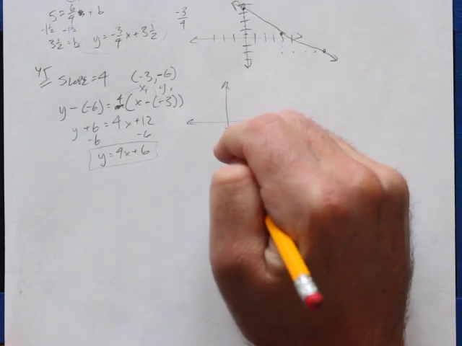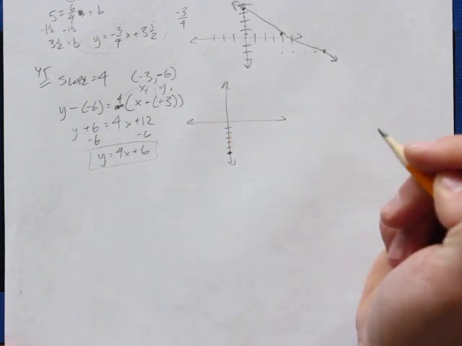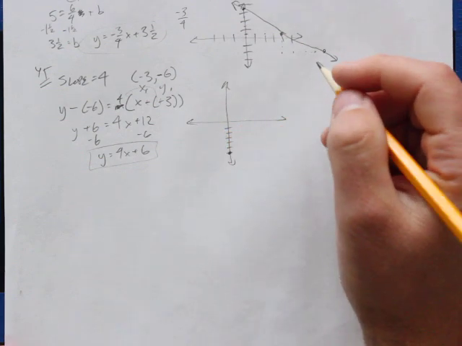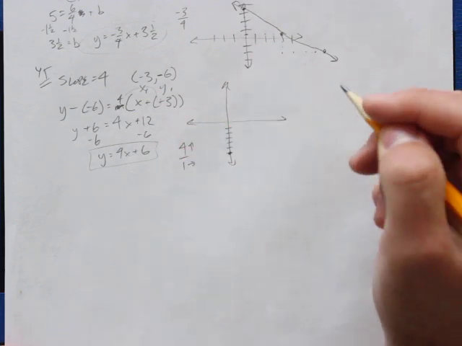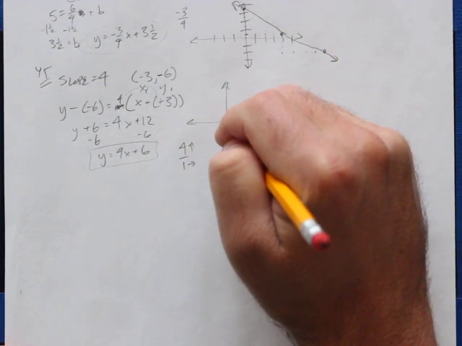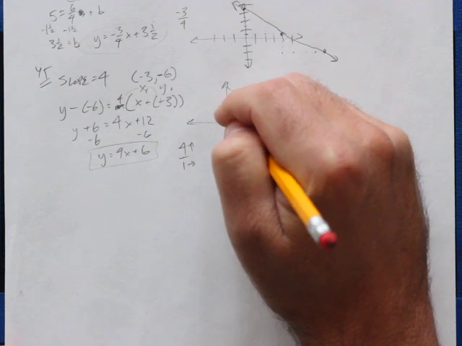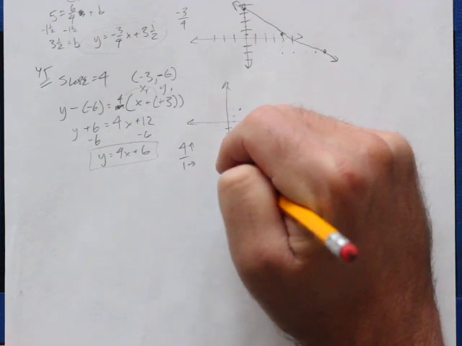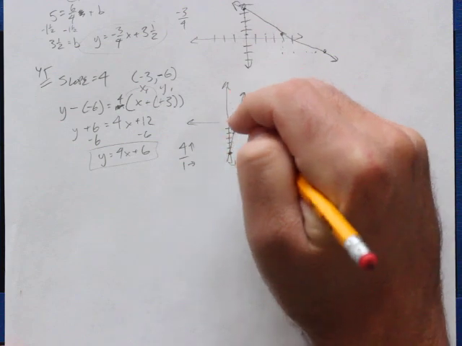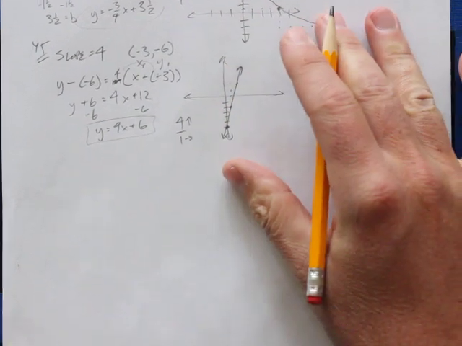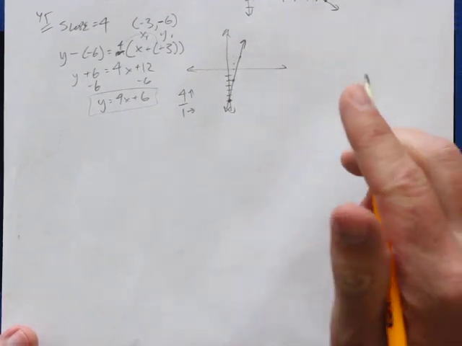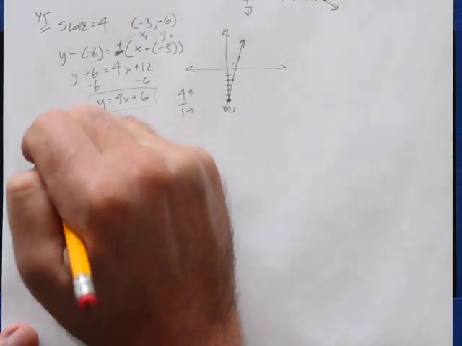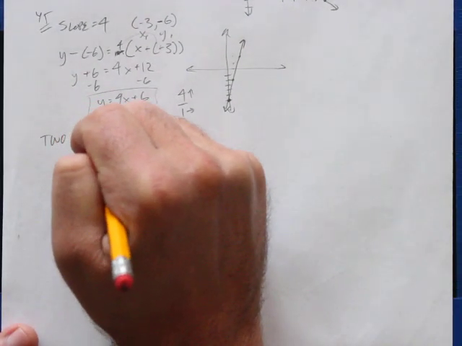1, 2, 3, 4, 5, 6. There's my y-intercept, (0, 6). And then my slope is up 4, to the right 1. 1, 2, 3, 4, right 1. 1, 2, 3, 4, to the right 1. There is my line. Done. All right, last little section here is going to be when you have 2 points.